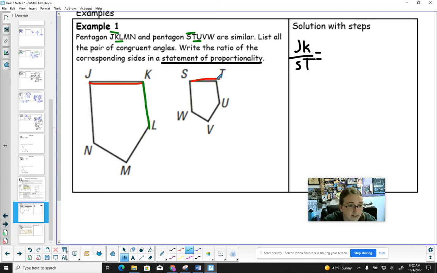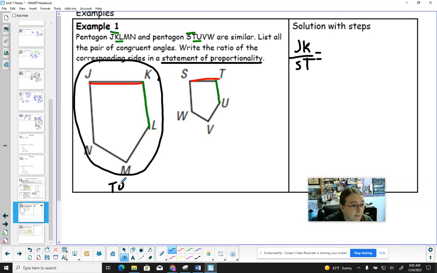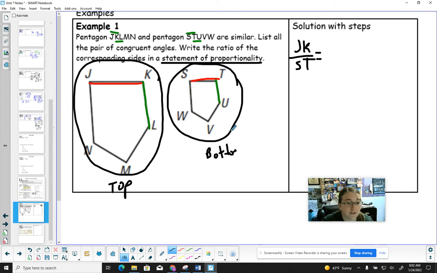And again, KL and TU, we can tell based on the picture that they correspond to each other. So we're going to put those in a fraction as well. Now I have to be very careful that because I put JK on top, all of these side lengths are going to be the top of my fraction. All of these side lengths are going to be the bottom of my fraction.